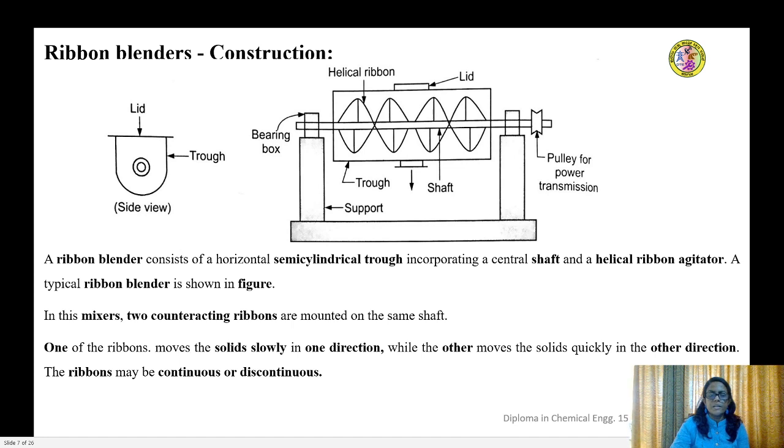So during operation, when one of the ribbons moves the solid slowly in one direction, the other quickly moves it in the opposite direction. That is how the solids are pushed inside the equipment, thereby the mixing between the two solid materials can occur. The ribbon of the agitator may be a continuous one or a discontinuous one. That is, one element is fixed up to one length and the remaining length of the shaft is fixed with another type of ribbon.